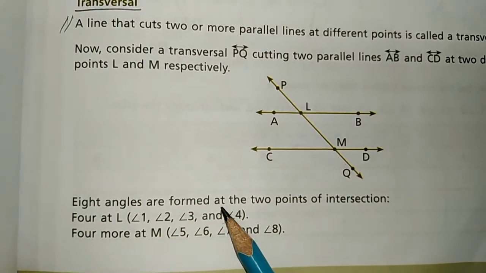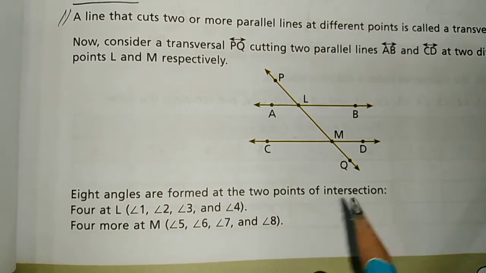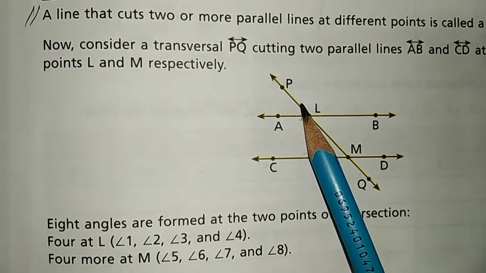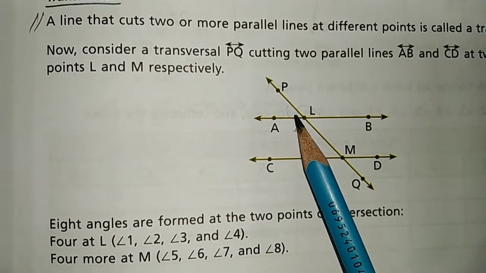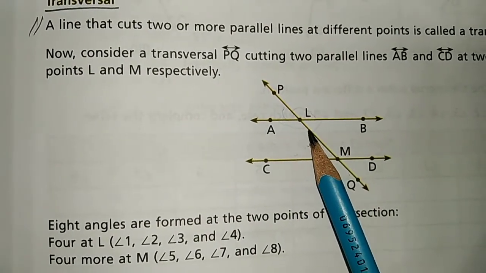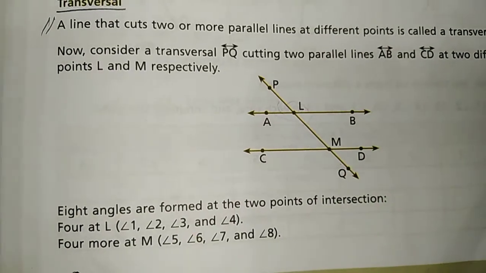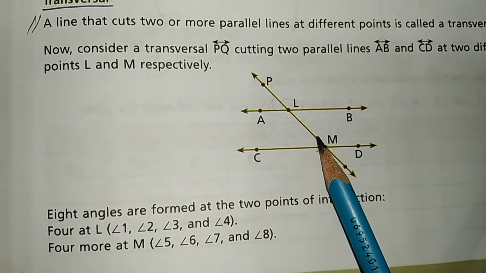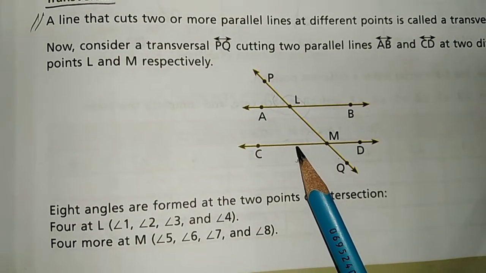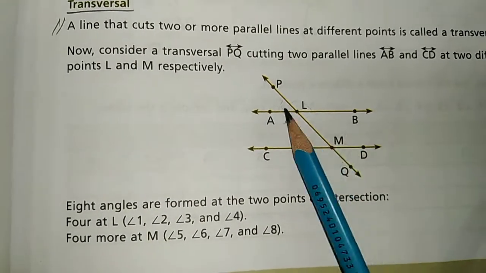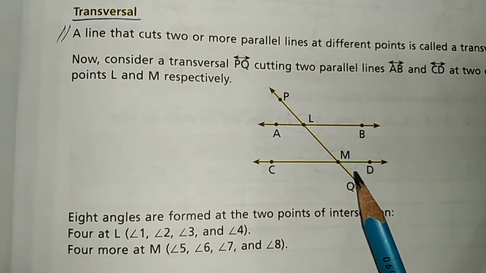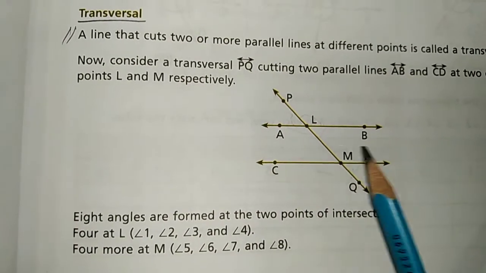Now 8 angles are formed at the 2 points of intersection. 4 at L: 1st angle, 2nd angle, 3rd angle and 4th angle. And same as here, 4 more at M: 5, 6, 7 and 8. So 8 angles are formed by one transversal which cuts two parallel lines.